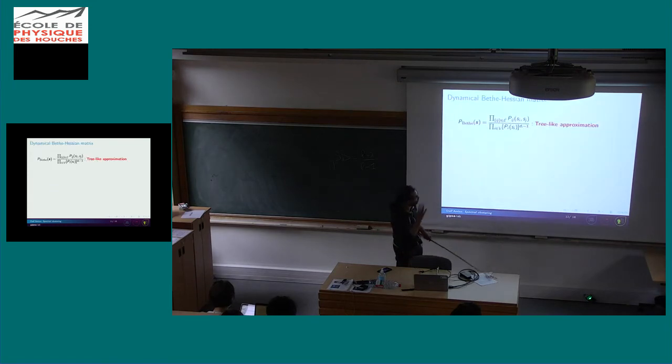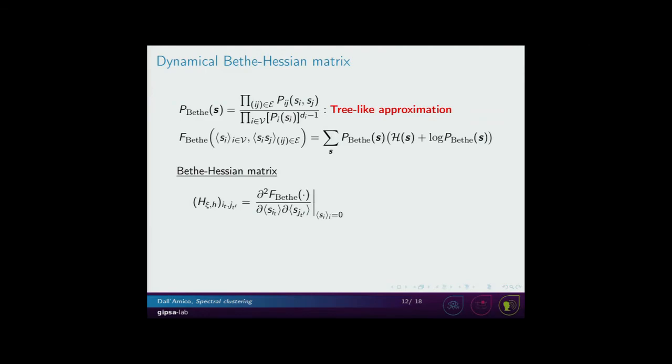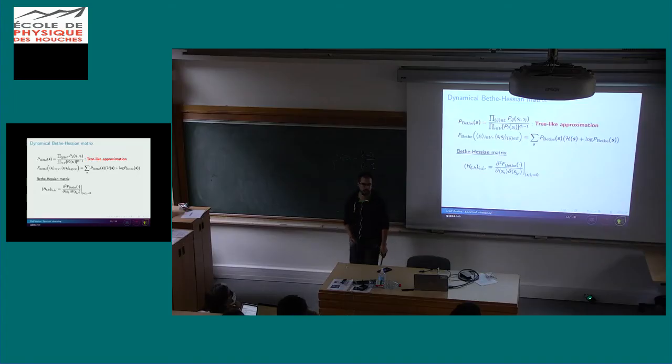Now, this is quite standard, but we are on a sparse graph, so we apply a tree-like approximation, which is called Bethe approximation, on the variational approximation of the probability distribution. We obtain the Bethe free energy. Once we have this, we study the Bethe Hessian matrix, which is the Hessian matrix of the Bethe free energy at the paramagnetic point. So the Bethe free energy is a function of the moments.